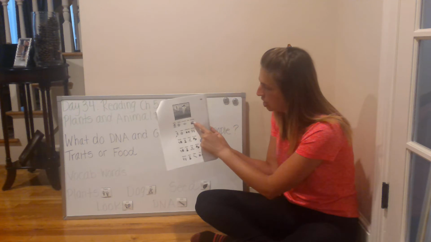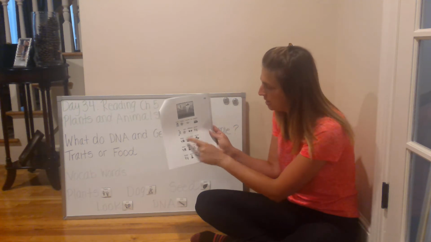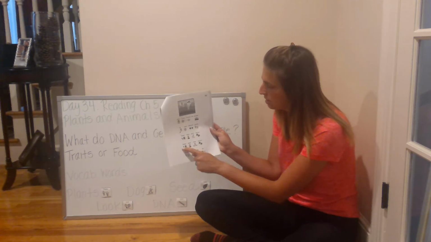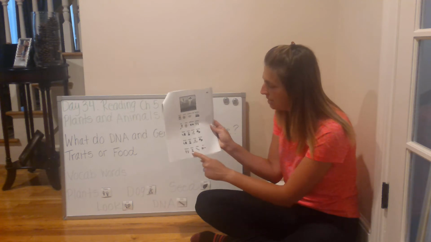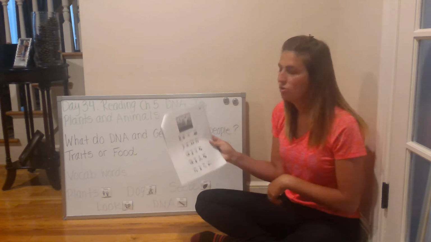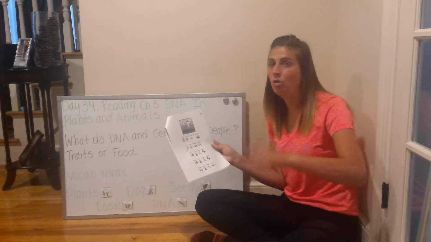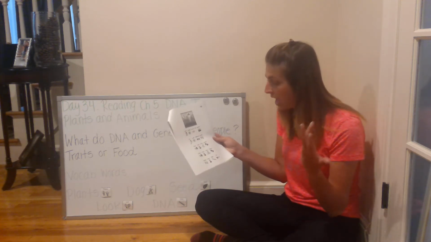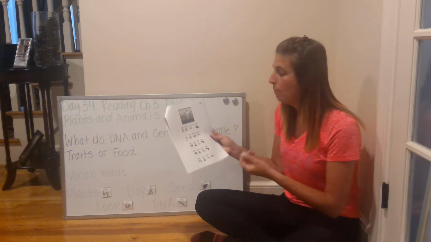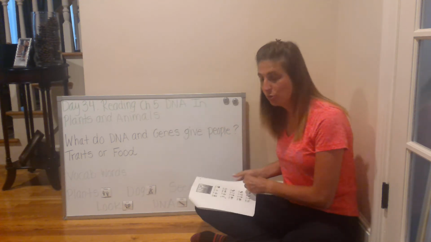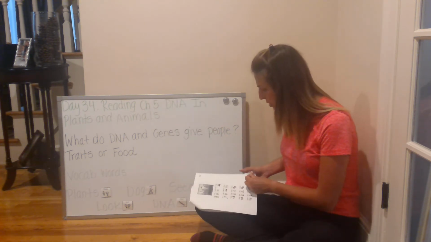Josh looks around the garden. He sees different plants. Some have short leaves, some have long leaves. Plants have DNA too. So now Josh realizes that not only do animals have genes and DNA, but plants also carry DNA too.